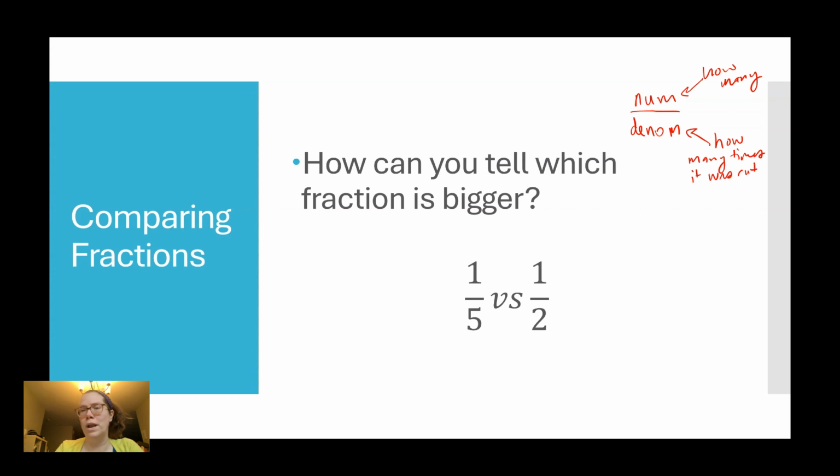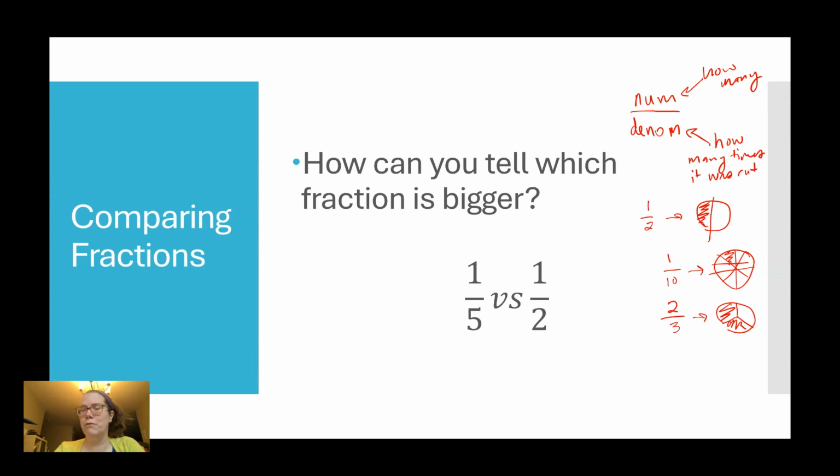Remember, like 1/2 means I had a whole and it got cut into 2 pieces. I'm taking one of those. 1/10, I have a whole, it got cut 10 times. Oh boy, this is not going to be a very good drawing. And I'm taking one of those pieces. And 2/3, I had my whole, it got cut into 3 pieces. I'm taking 2 of those.